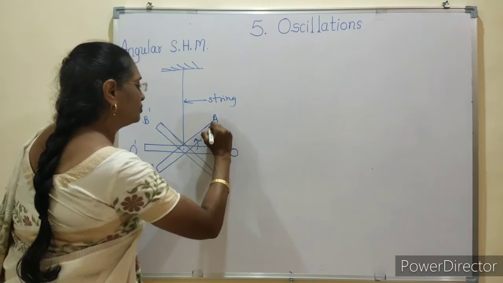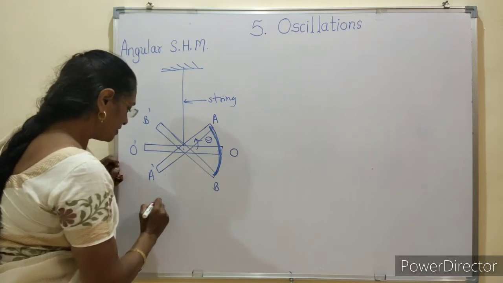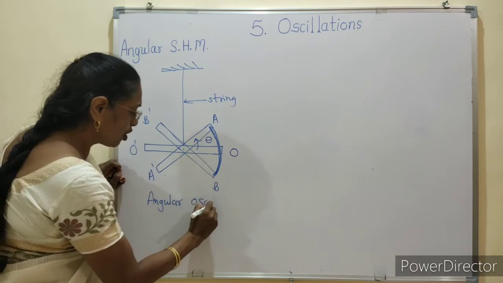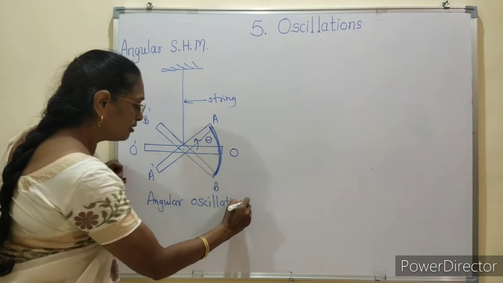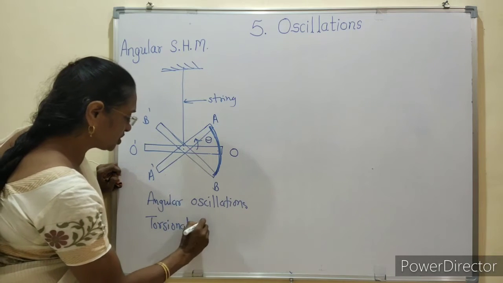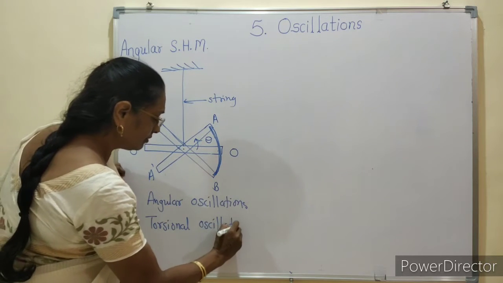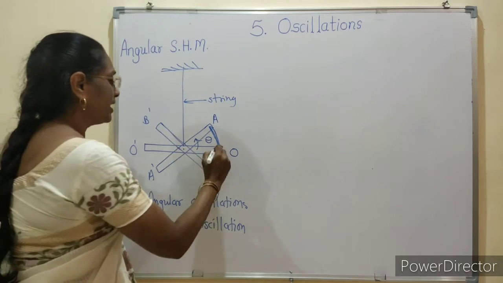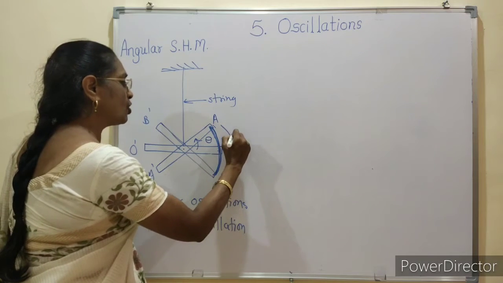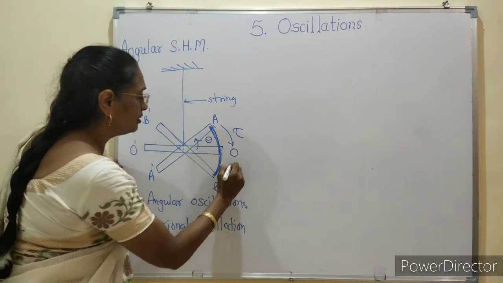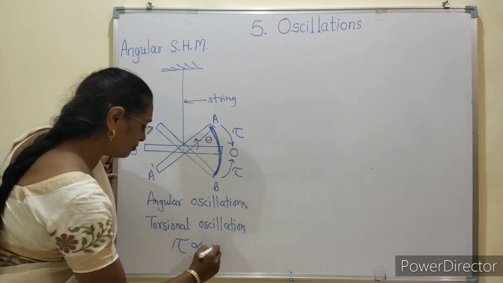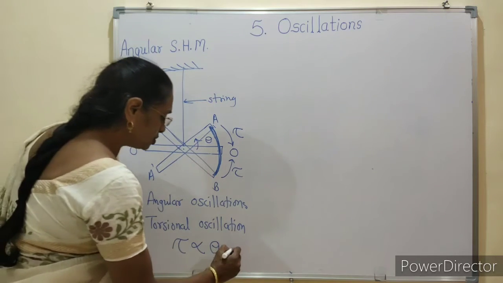Here continuous vibratory motion is there and these vibrations are called angular vibrations or angular oscillations. Also, those oscillations are called torsional oscillations. In this case, the angular displacement is given from O to A, but torque acts on it towards the mean position in both the cases. Here we can write tau is directly proportional to theta and having opposite direction.